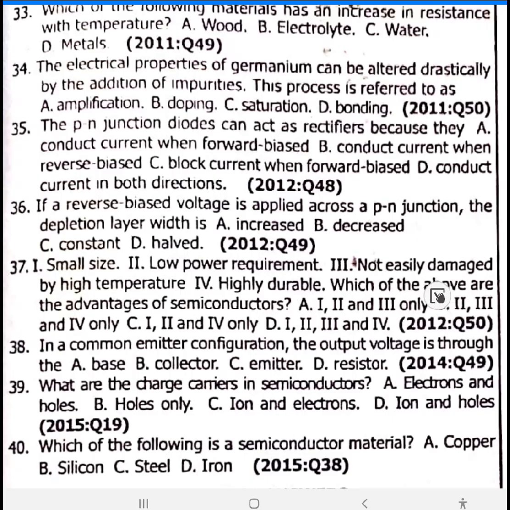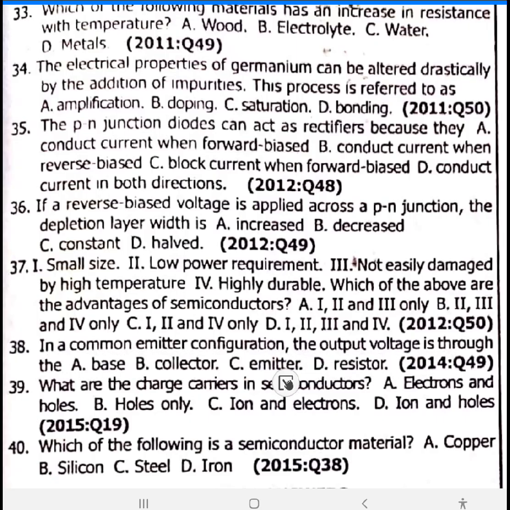37. Small size, low power requirement, not easily damaged by high temperature, highly durable. Which of the above are the advantages of semiconductors? Small size, low power requirement, not easily damaged, and highly durable, option D.